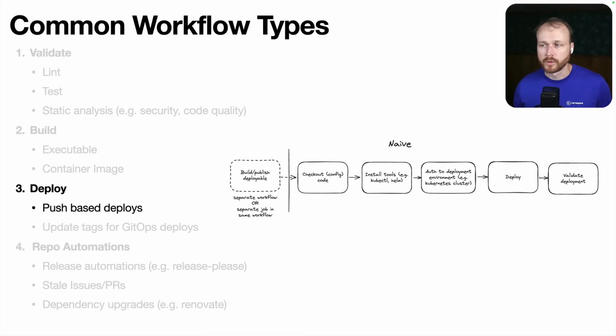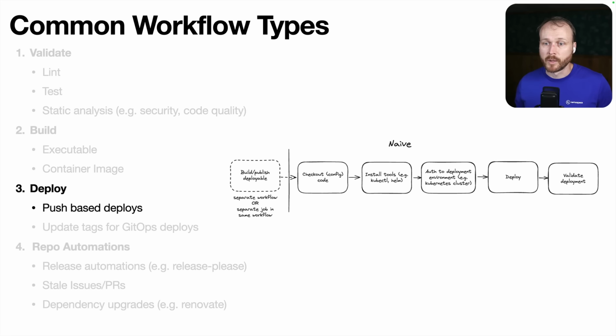We'll install some tooling, perhaps kubectl or Helm if we're deploying into Kubernetes, or perhaps the AWS CLI if we're deploying directly into an AWS service. We'll need to authenticate to the deployment environment. If we're deploying into AWS, we can use that OIDC type workflow, or we may need to use a static credential. And finally, we'll want to validate the deployment is behaving as expected.